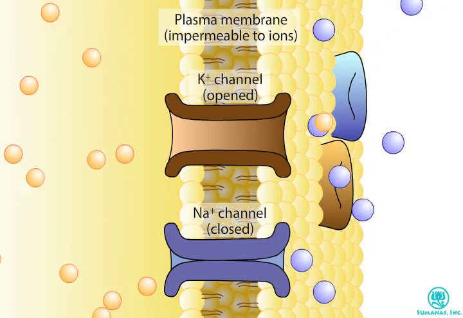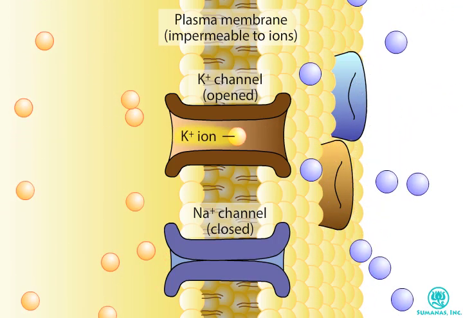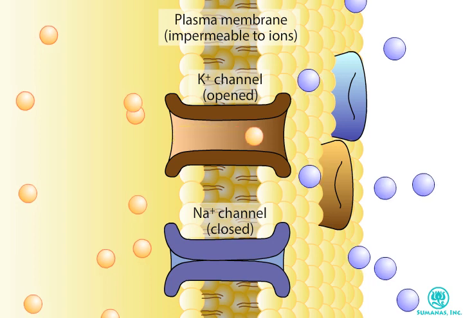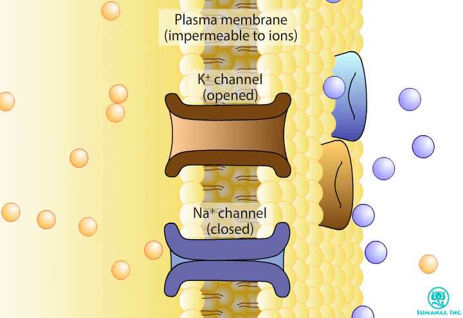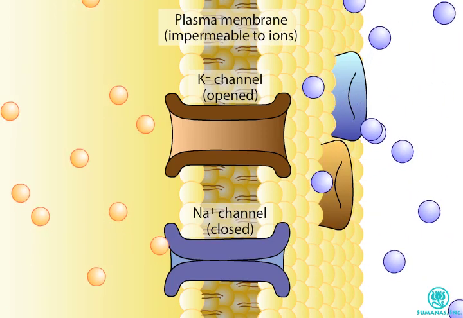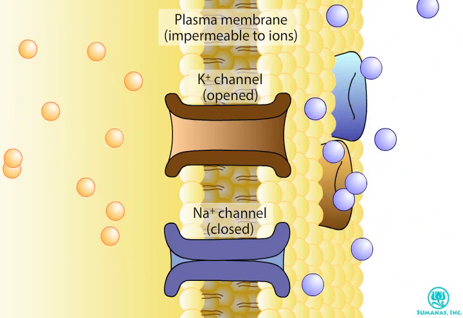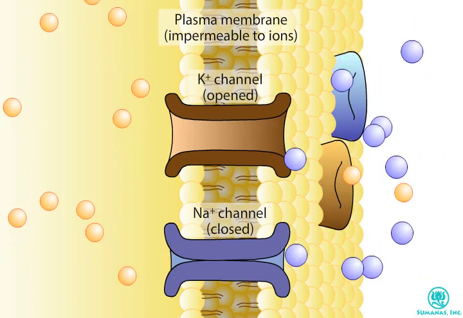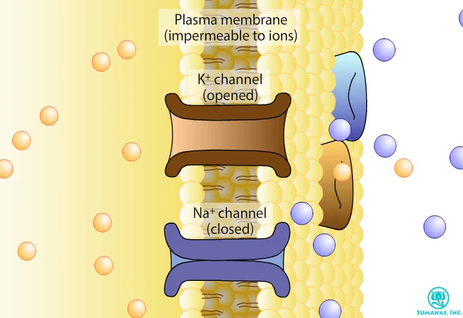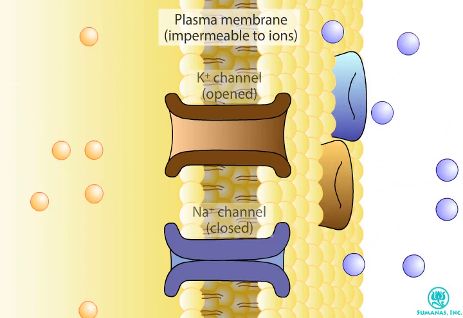However, a few potassium channels are open, and potassium ions are therefore free to diffuse out of the cell into the extracellular environment. Note that channels can be highly selective. The potassium channels do not permit the passage of sodium ions. Since only a few sodium channels are open at rest, very few sodium ions flow into the interior of the neuron.